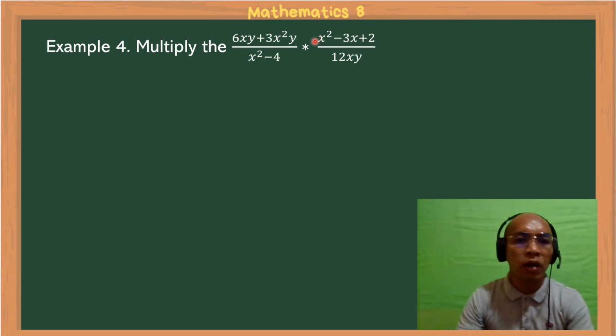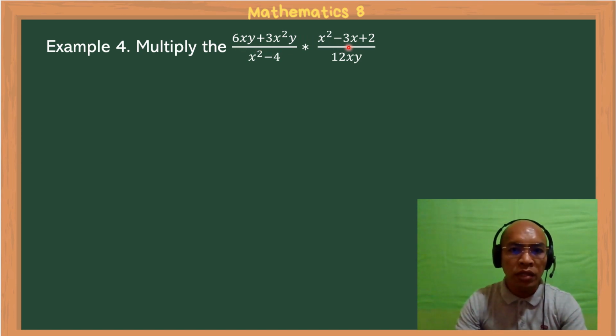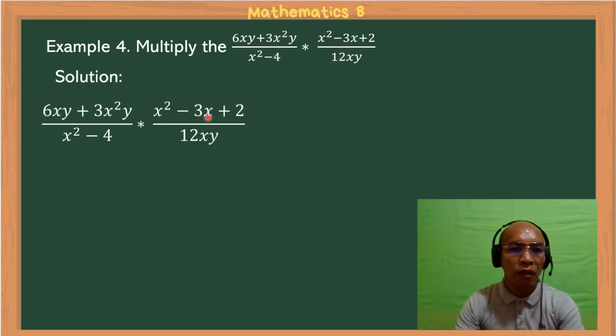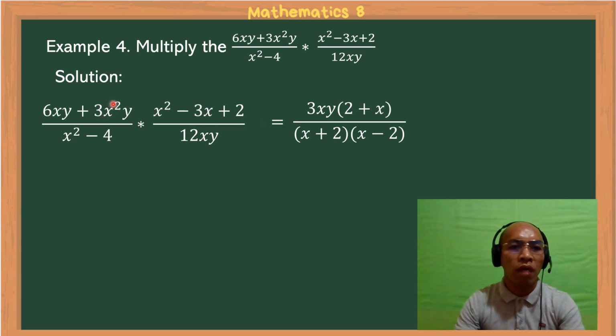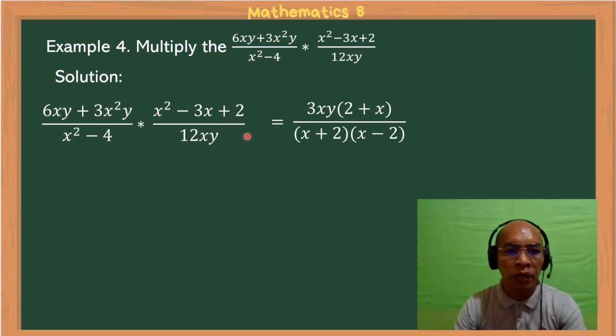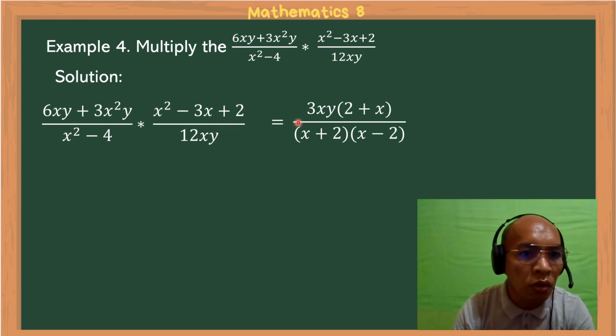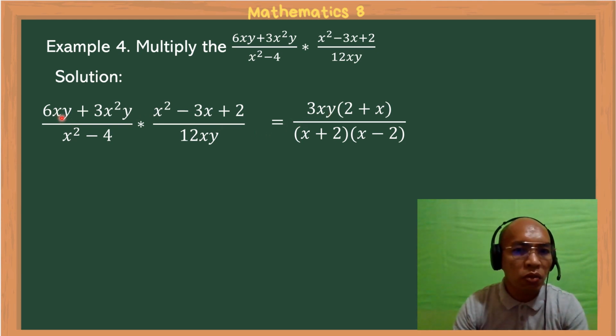For example number 4, multiply this expression by this expression. Again, we just copy. And we have to factor every numerator and denominator completely. 6xy plus 3x squared y. The common monomial factor of 6 and 3 is 3. Then x and x squared, again the lowest exponent will be taken as the common monomial factor, so that would be x. We have y here, we also have y here, so we will include the y. 6xy divided by 3xy would be 2.